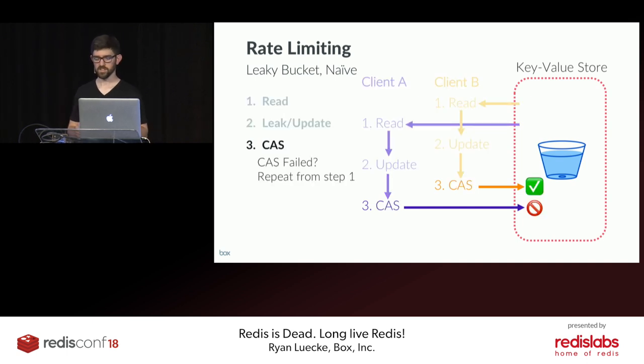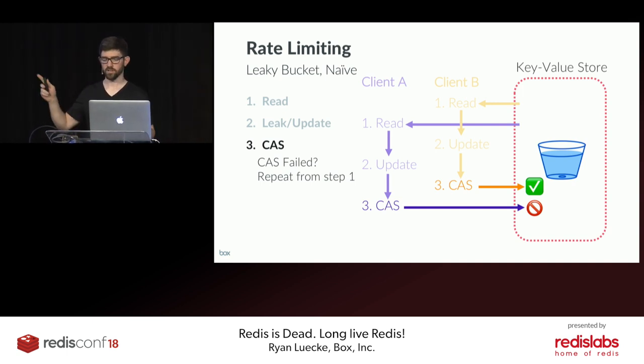Now you could say, let's just add a check and set. Instead of save, we'll do a check and set, and only one of these will succeed. Client A will fail their check and set because the value has changed on the server from the time that they loaded it. Now this client has to go back to step one, do a read, update, and then check and set again. And with regular latencies on the network, this whole loop could take 2 milliseconds.